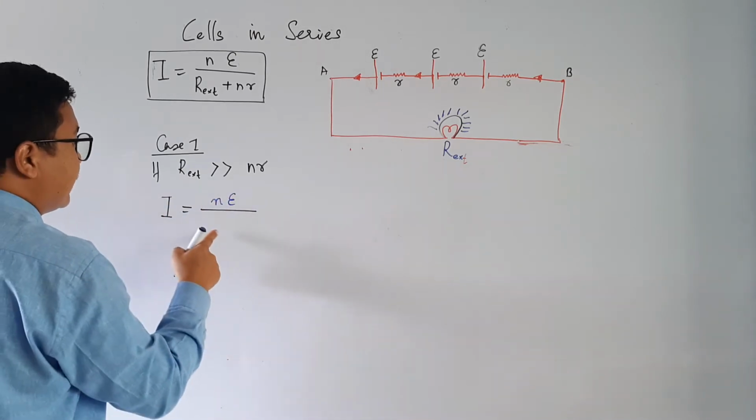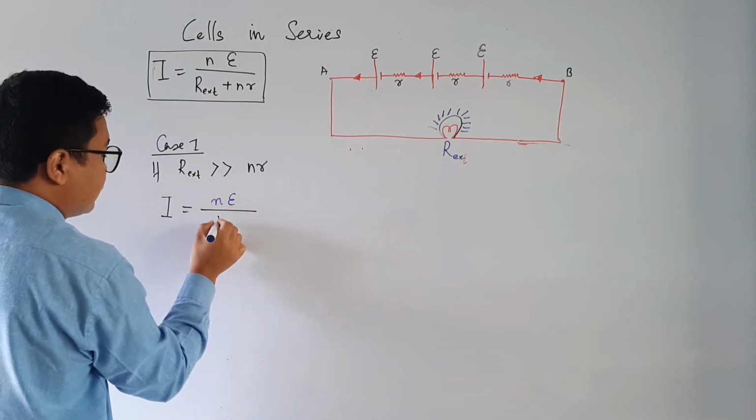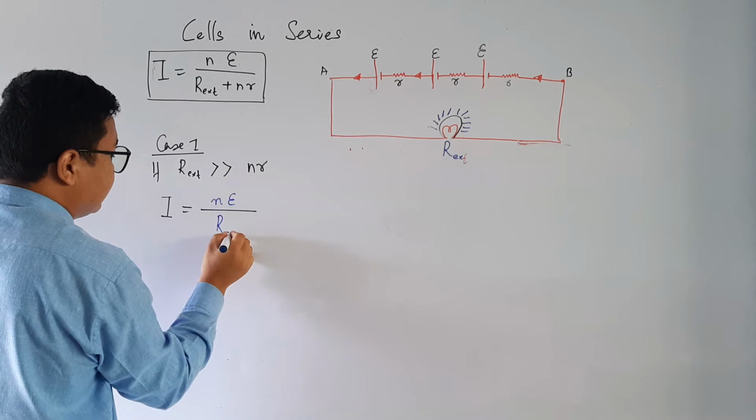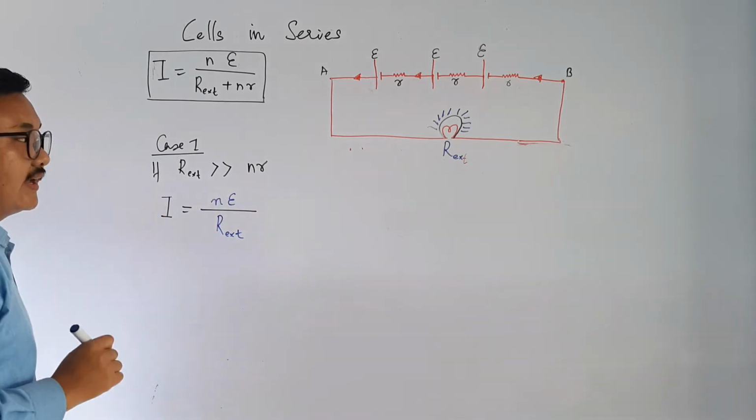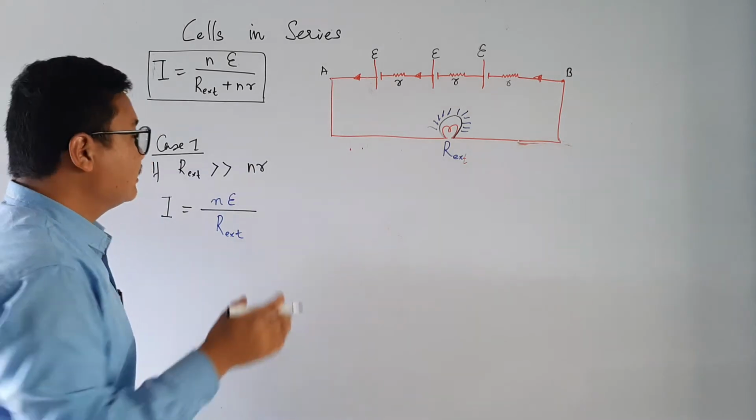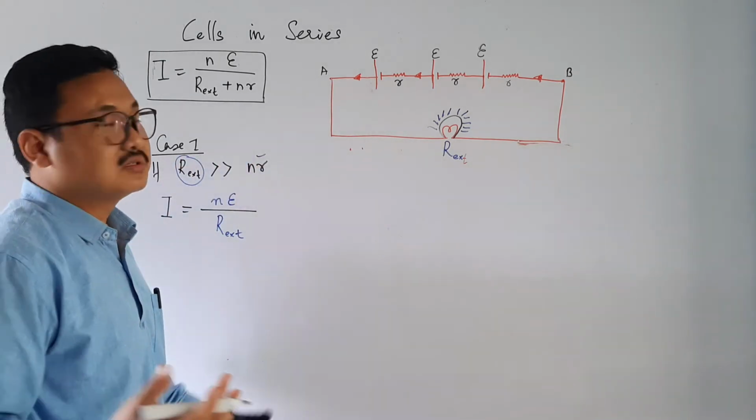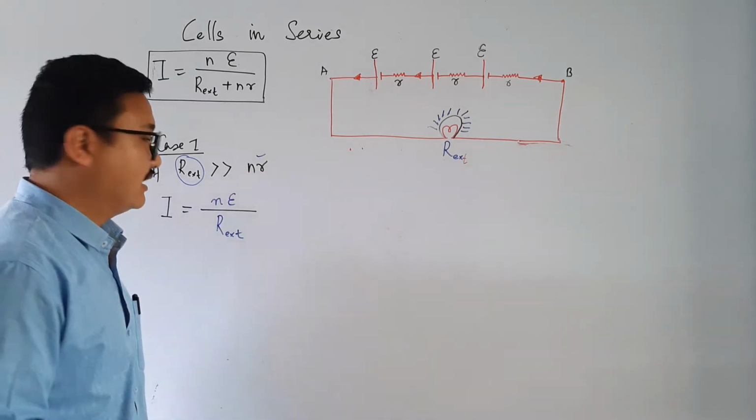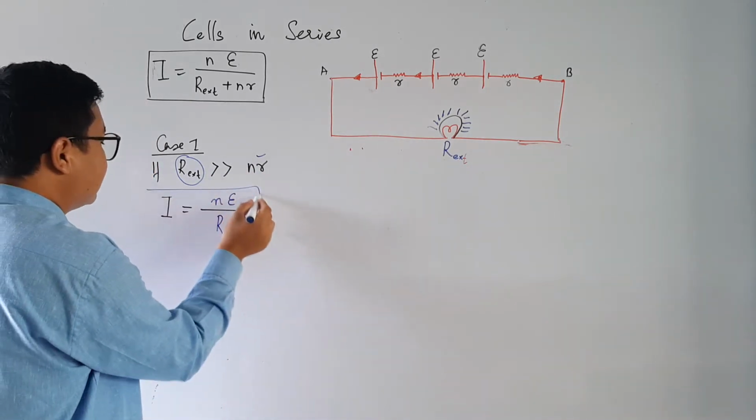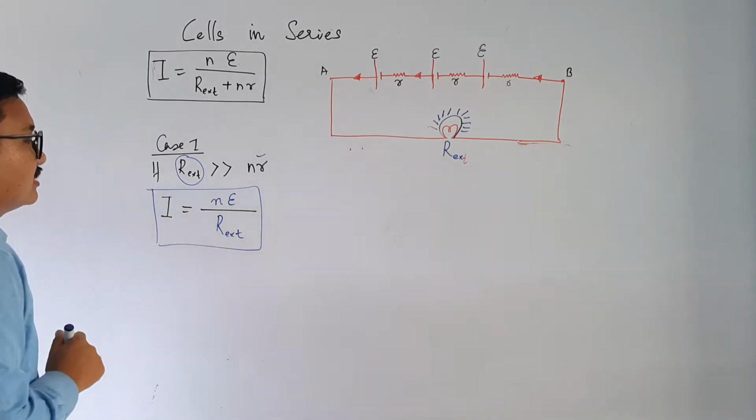divided by R external, since it is much greater, I will just write R_EXT, plus nr, which can be neglected because this is 1 lakh and this is 1 rupee. So 1 rupee can be neglected. So this is the current in series. Okay, is it in series? Yes, this is in series.